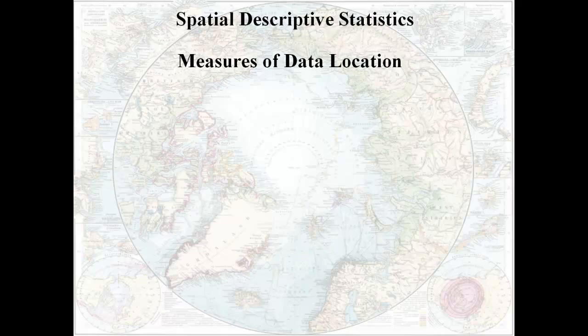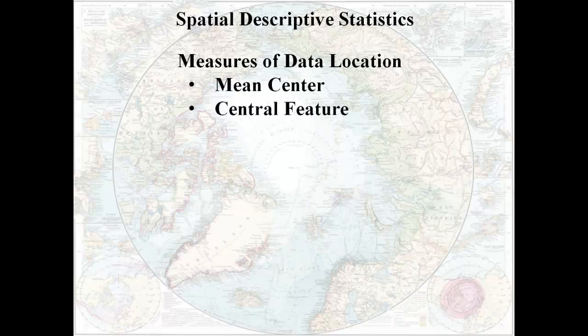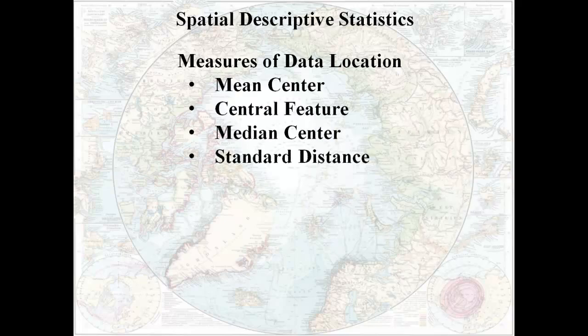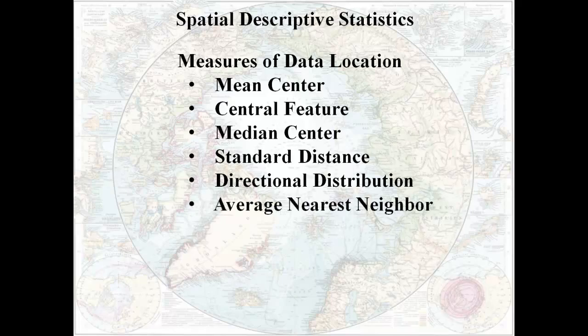Okay, just like in traditional descriptive statistics, we have spatial descriptive statistics that help us understand where the data are located: the mean center, central feature, median center, standard distance, and directional distribution. There's also an average nearest neighbor descriptive statistic that I'll talk about a little bit later.